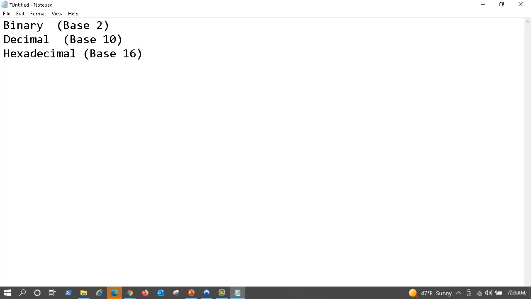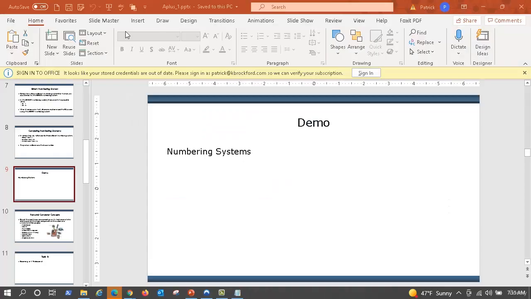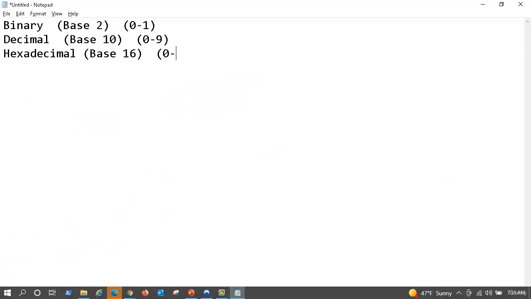I know that base number probably doesn't mean much to us, but it's very key because these numbering systems are all the same. They just have a different base number. What does it mean by a base number? Well, in binary, base 2, that means there are only 2 possible values: 0 or 1. In decimal, base 10, it means there are 10 possible values, 0 through 9. And in hexadecimal, it's 16 possible values, 0 through 15.